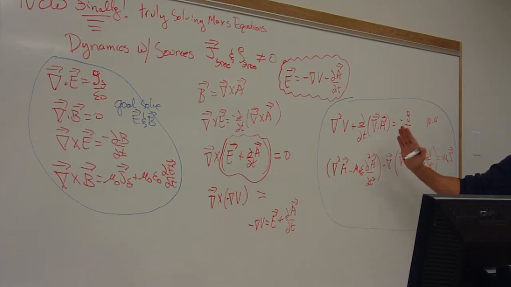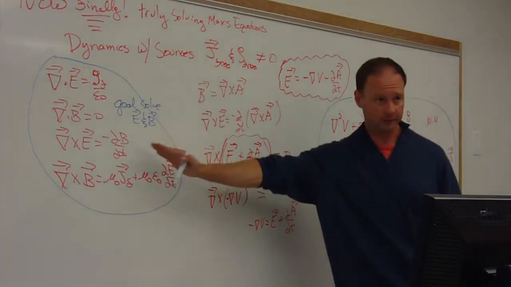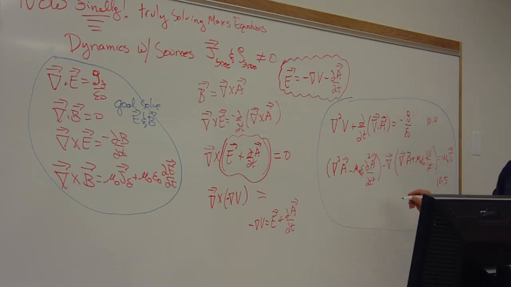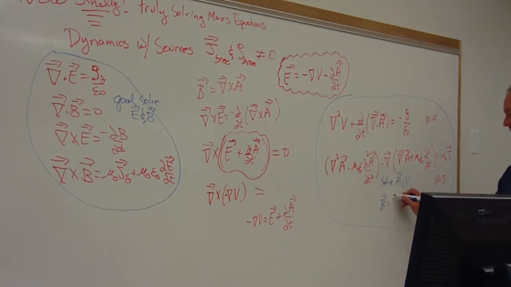But is there anything else than this? No. They're this, right? So all I've got is a new representation. And at the end of the day, here's what I say. Once I do this and solve for the vector potential and the scalar potential, then if I want B, B equals the curl of A.